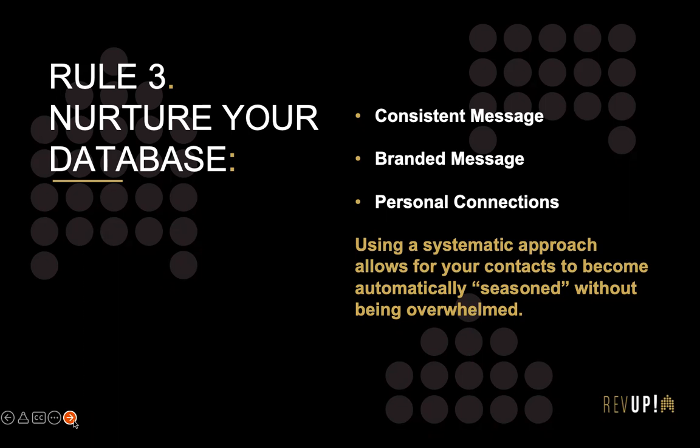And then you want to make sure you are making personal connections. You can have 5,000 names in your database, but if you're not making the connections with them, you're not going to get the business. So this is really the key. Lots of people can gather names and make lists, but not many people know how to nurture and build based on personal influence, personal connection. So make sure you use a systematic approach, which allows for your contacts to become automatically seasoned without being overwhelmed. And that's why we want to use technology, something like a CRM, to help us track that, to make sure that we're consistently giving the message, that it's always branded, and those messages are personal.